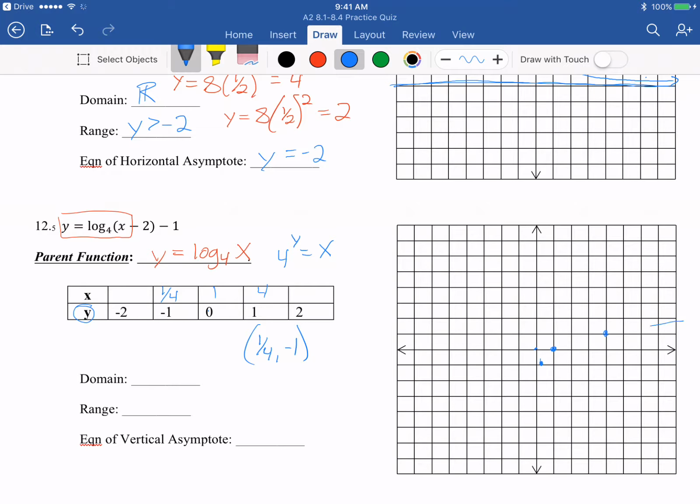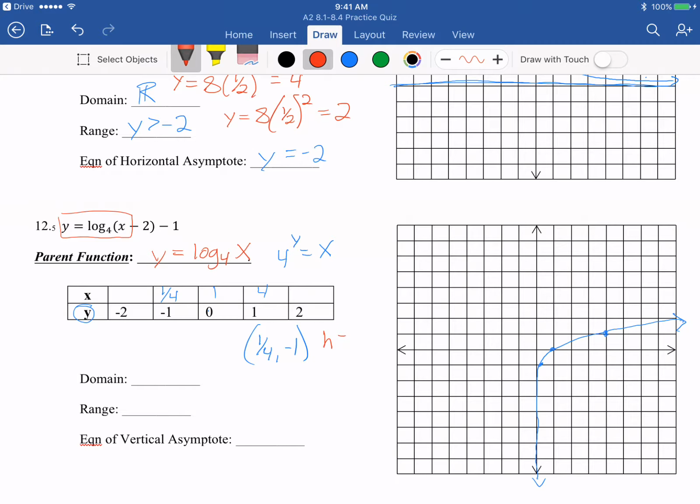So I know that this parent graph comes in through here. Oh, that did not hit it. So let's take a retry at that one. All right, so I'm going to regraph those points. I get (1/4, -1), and I get (1, 0). So this graph comes in, hits those two, and gets really, really close to that 0, but shouldn't go past it. All right, so now I have to move that with my h and my k.